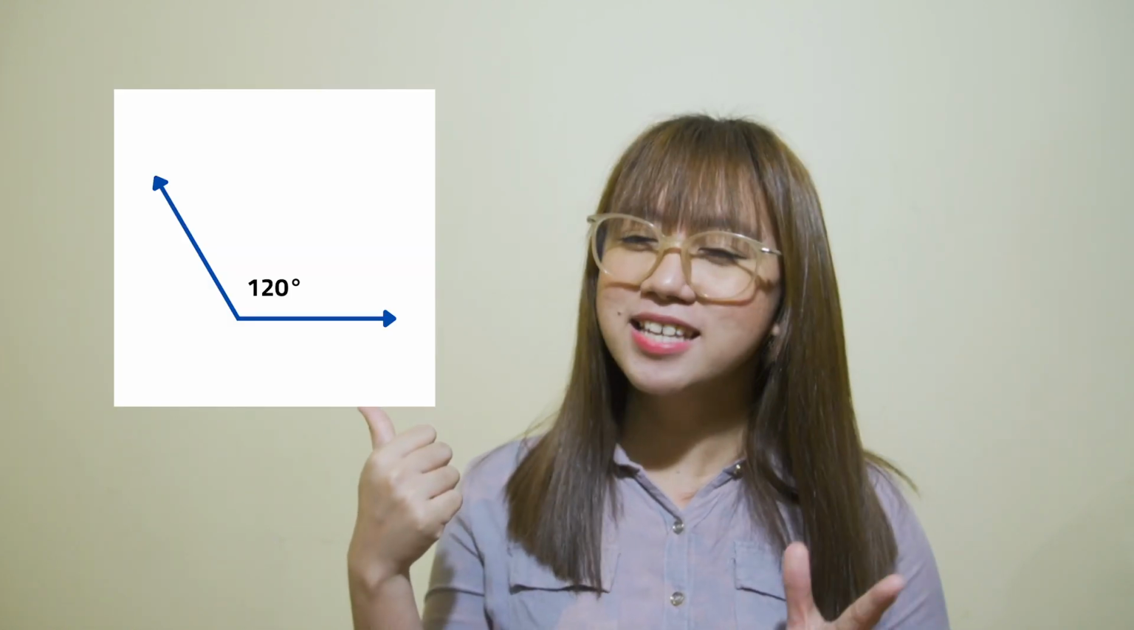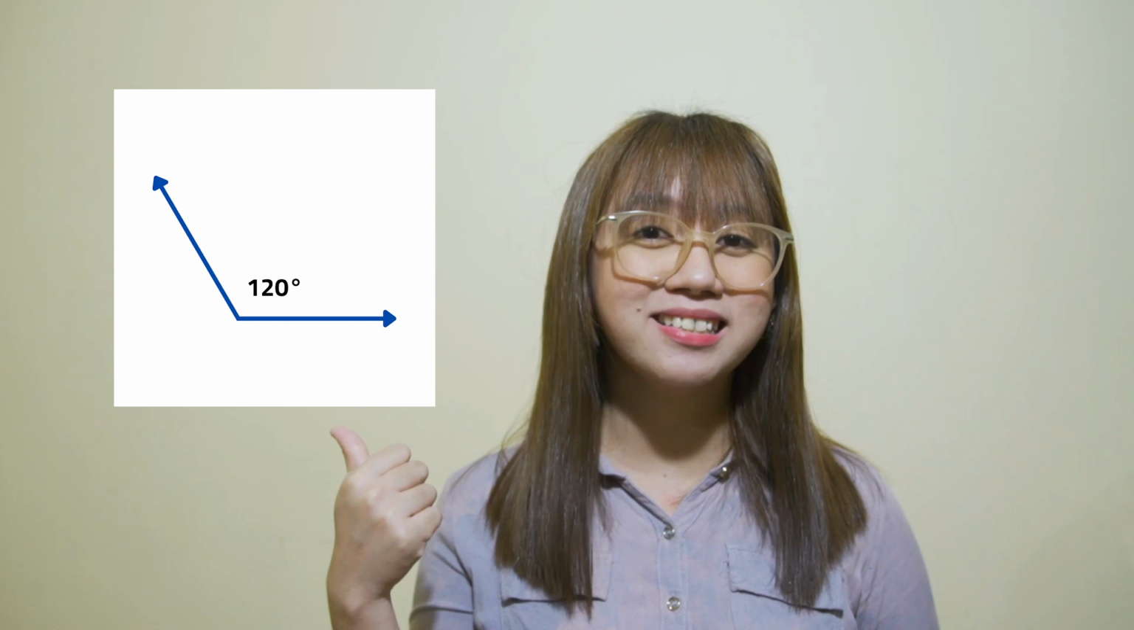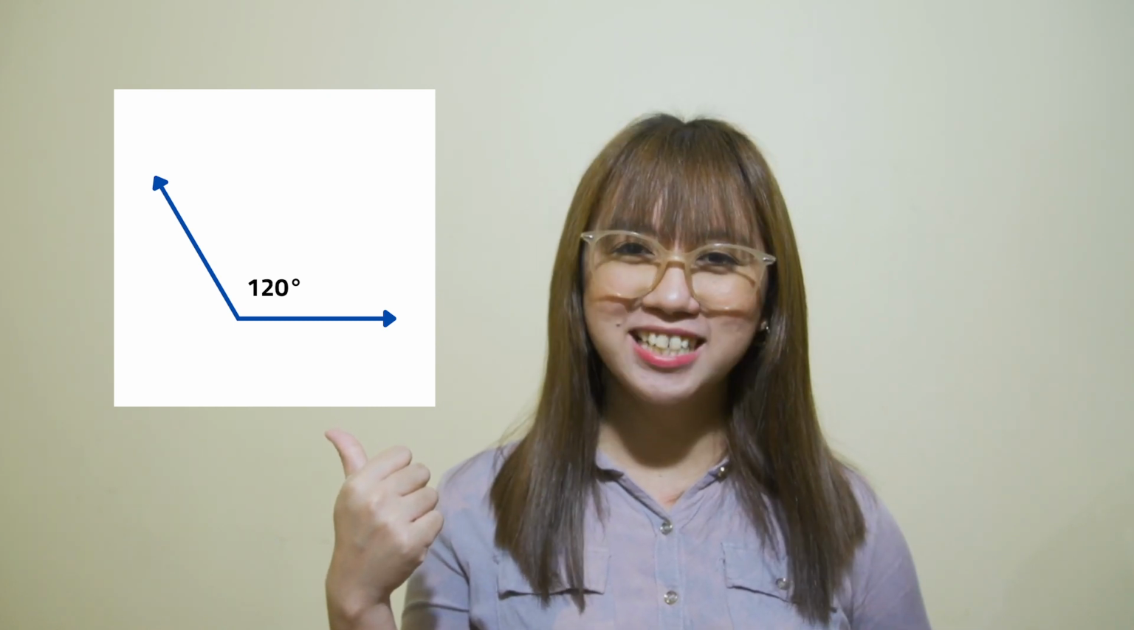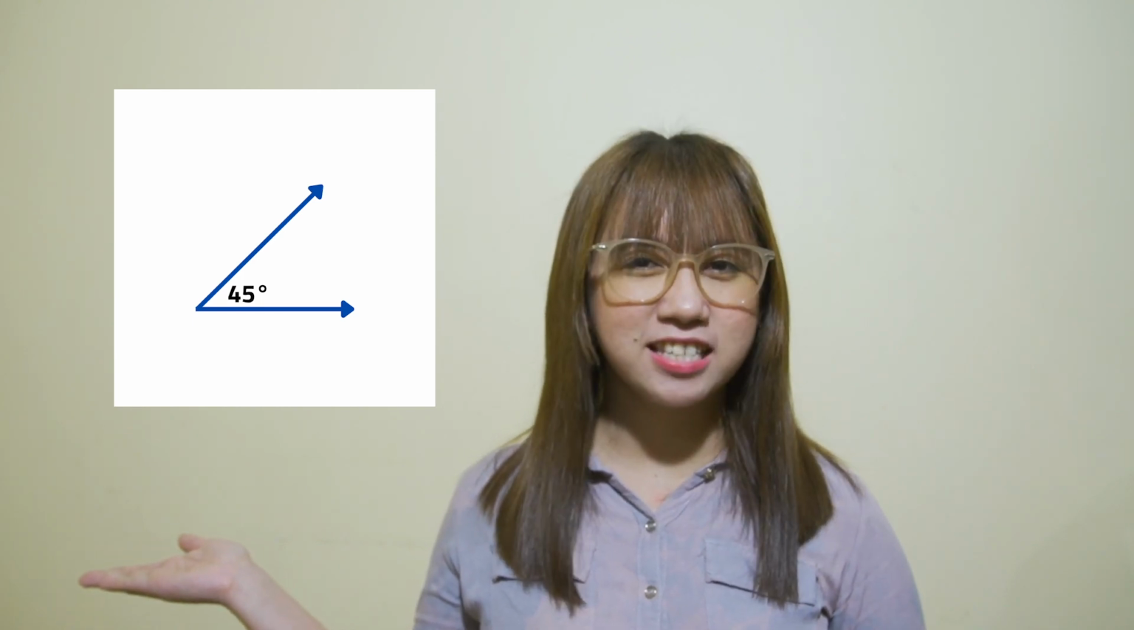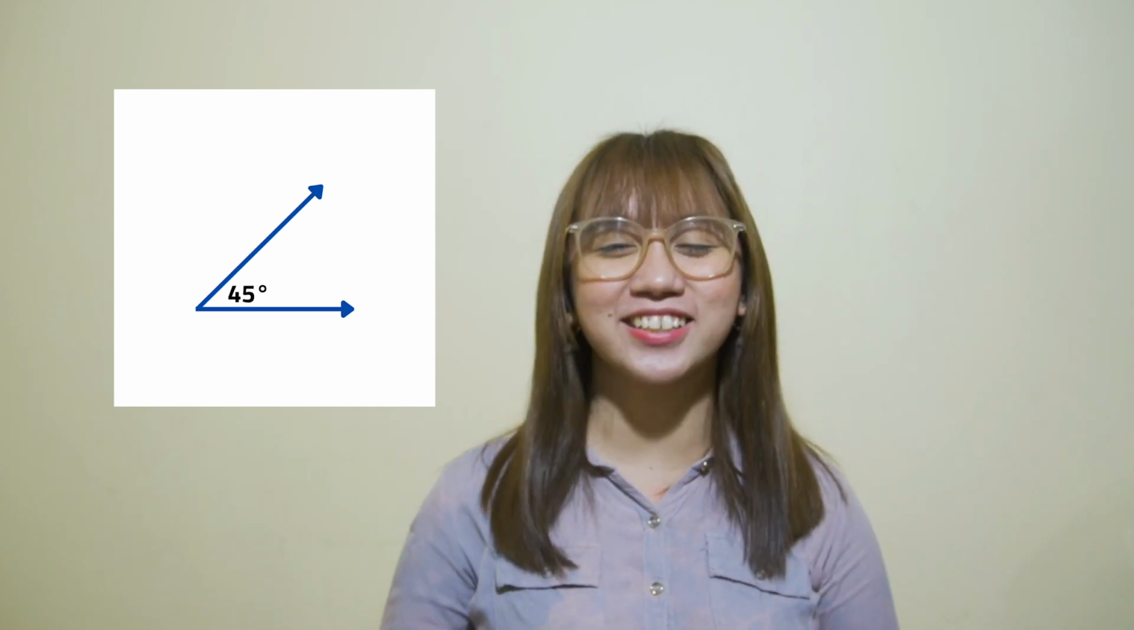How about this? This angle measures 120 degrees. What do we call it? That's correct, this is an obtuse angle. Finally, this angle measures 45 degrees. What do we call it? Very good. This is an acute angle. Wow! You did great in classifying angles according to their measures.